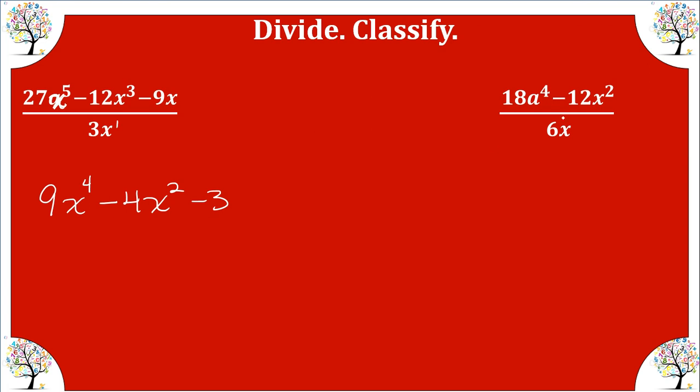Okay, here we have a binomial divided by a monomial. So we're going to have 3. And again, this should be an x as well. My apologies. And so that's going to be 3x to the 3rd minus 2x to the 1st. So we have a cubic binomial.